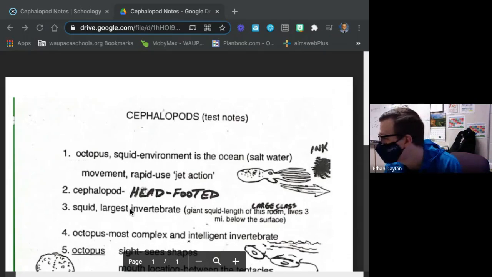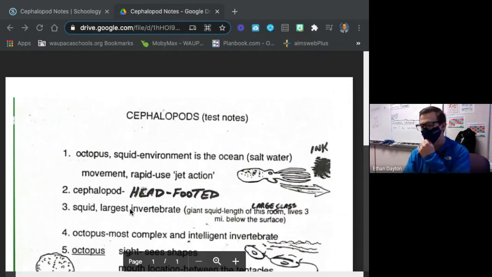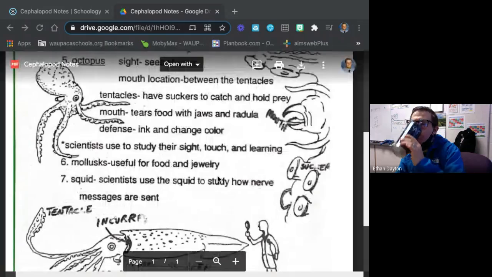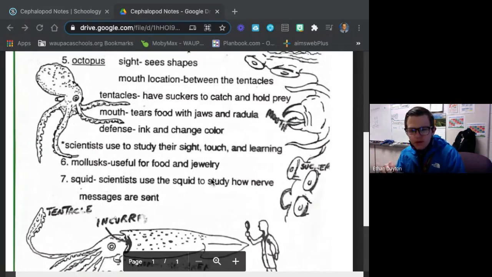What's the most intelligent invertebrate, Parker? Octopus. Yeah, very good. What's one way that mollusks are useful, Sawyer? Useful for food and jewelry. Yeah, there you go. There's two ways. You nailed it.